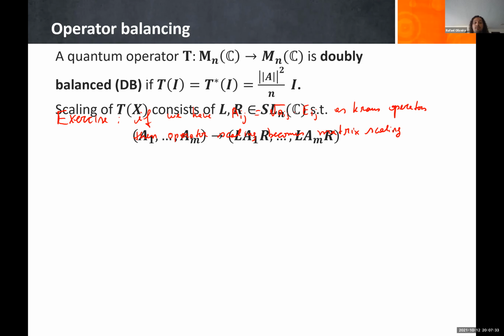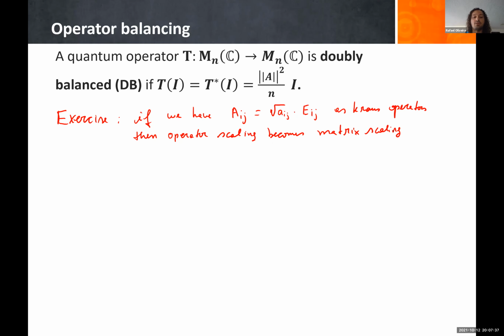All right, so now the scaling of T, okay, let me just, this is a little bit.